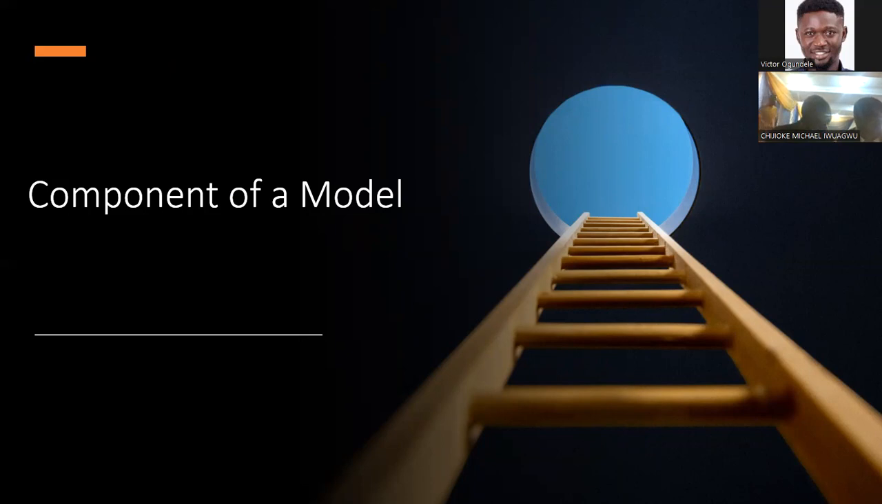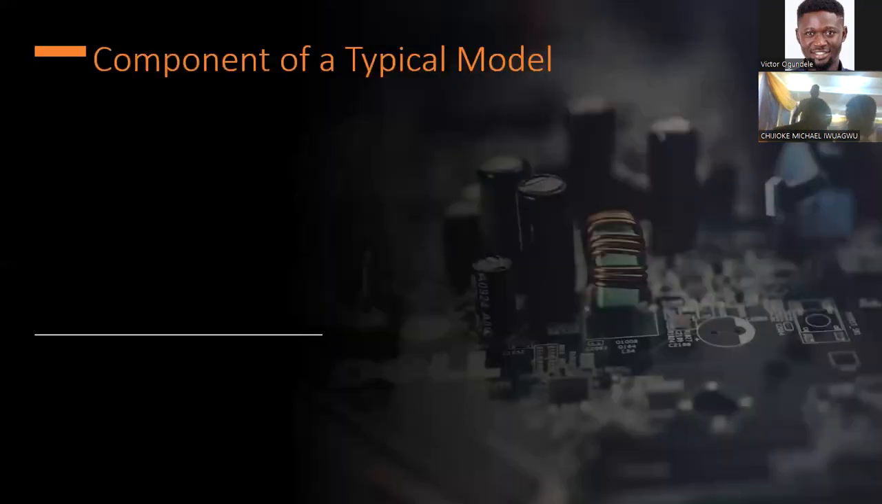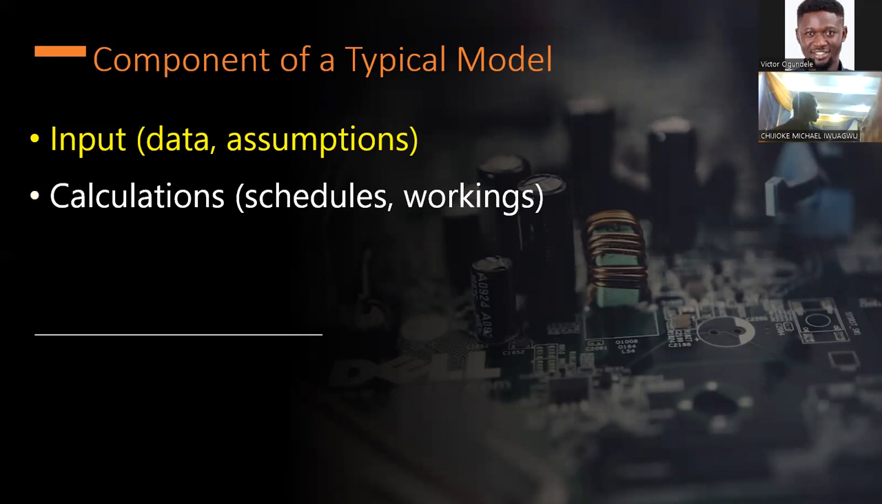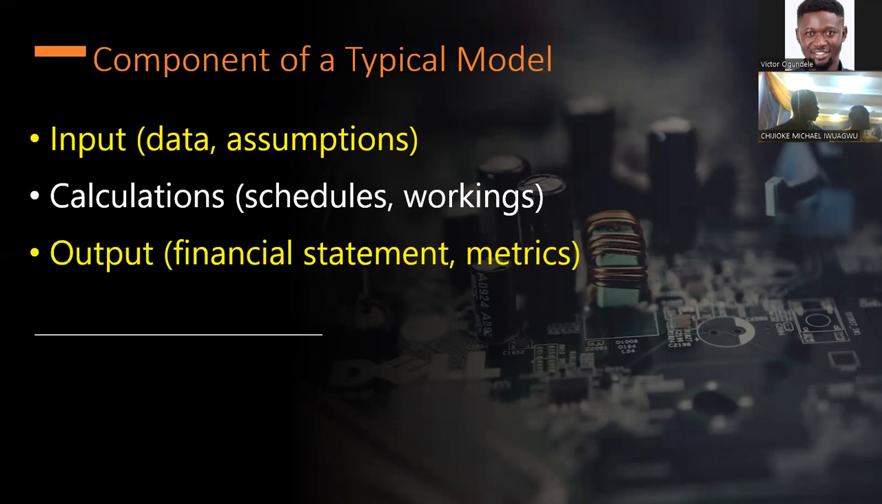So when it comes to a model, the same thing also applies. Before you call something a model, it must entail just three things. Trust me, irrespective of the type of model you want to call it. And the three things are what? The first one is what we call inputs, data, assumptions. At times we even call them drivers. The second one is what we call calculations, where you do all your workings, you do all your magic. And the third one is what we call output. The output also determines the kind of model that we build.